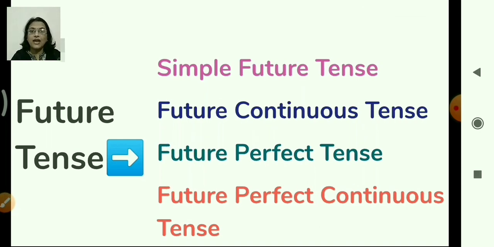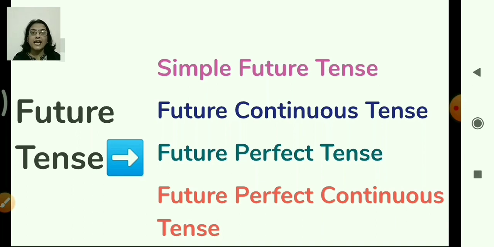Same way we have for future tense: simple future tense, future continuous or progressive tense, future perfect tense, future perfect continuous or progressive tense. So all the three tenses, past, present and future, have four subtenses, right? Four more tenses they have. They are divided into four more parts, isn't it?